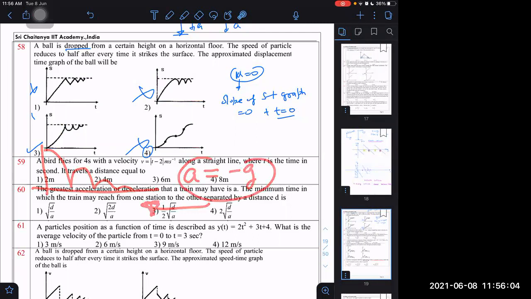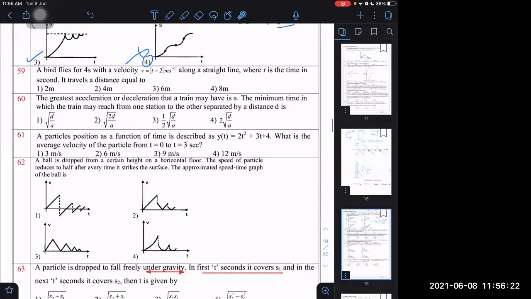Okay. So while they are giving acceleration, making this graph, they are not assuming acceleration to be negative here. They are assuming acceleration to be positive. It means they are taking the downward direction as the positive direction. We can do that also. Okay.